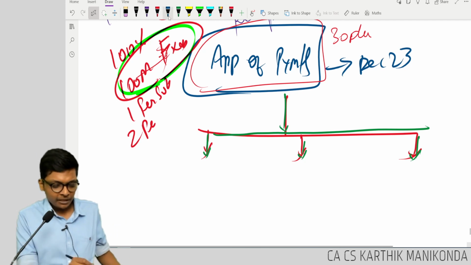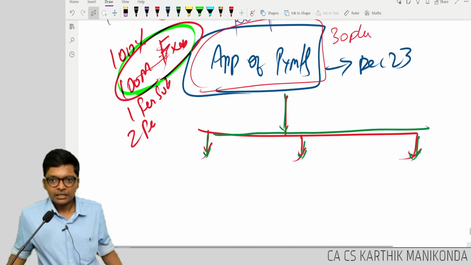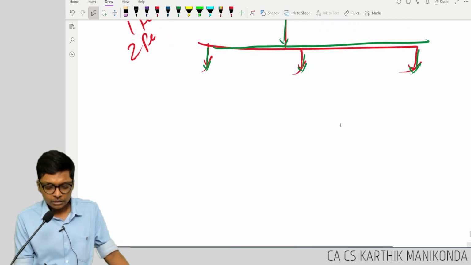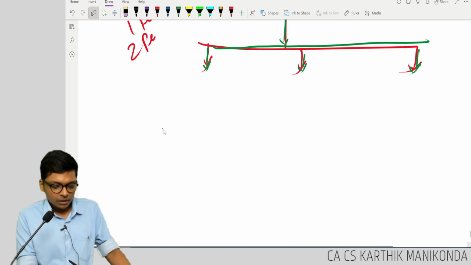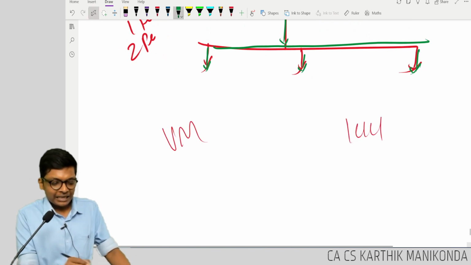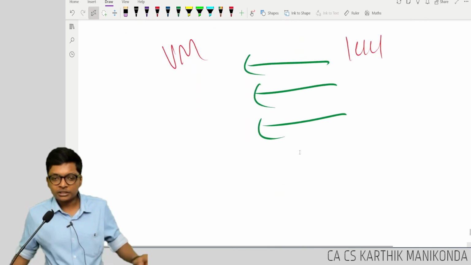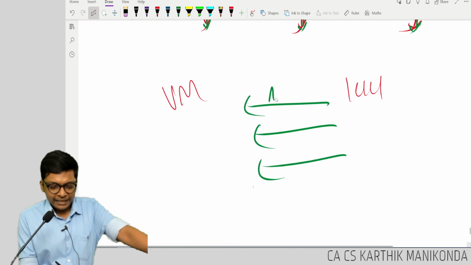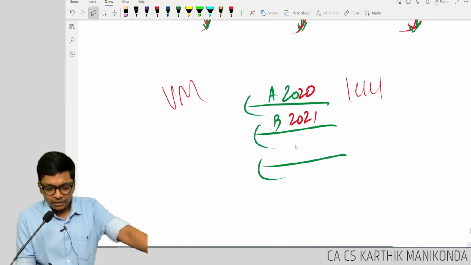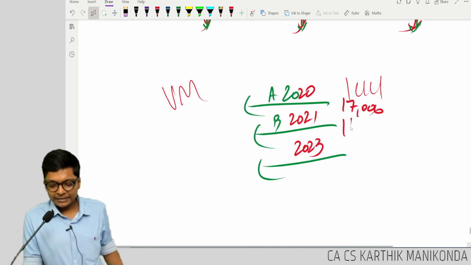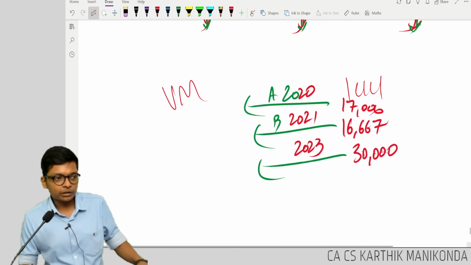Okay. Come back. Appropriation of payments. Let's take an example to cover all 3 points. Let's say we have Vijay Mallya and ICICI Bank. Vijay Mallya took 3 loans from ICICI Bank. Loan A, loan B, loan C, let's say dated 2020, 2021, 2023. The first loan was for 17,000. The next loan is 16,667. The third loan is for 30,000 rupees.